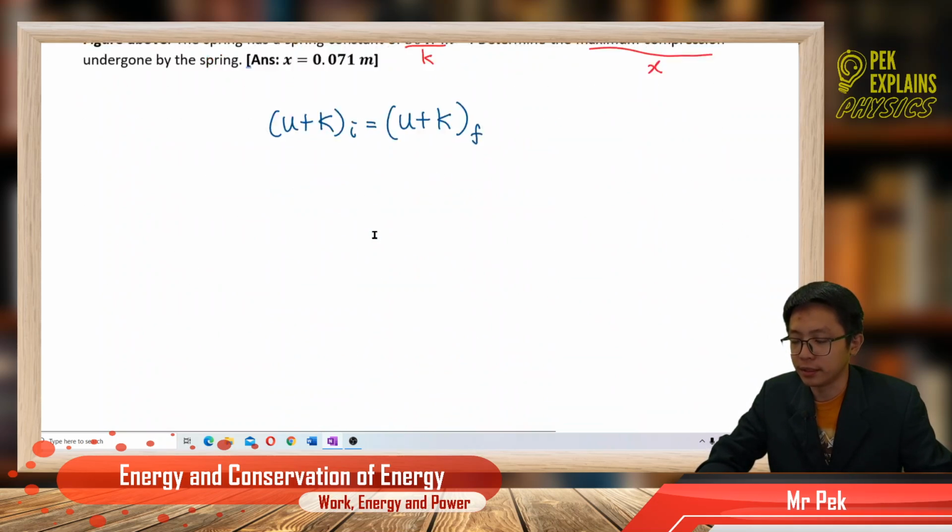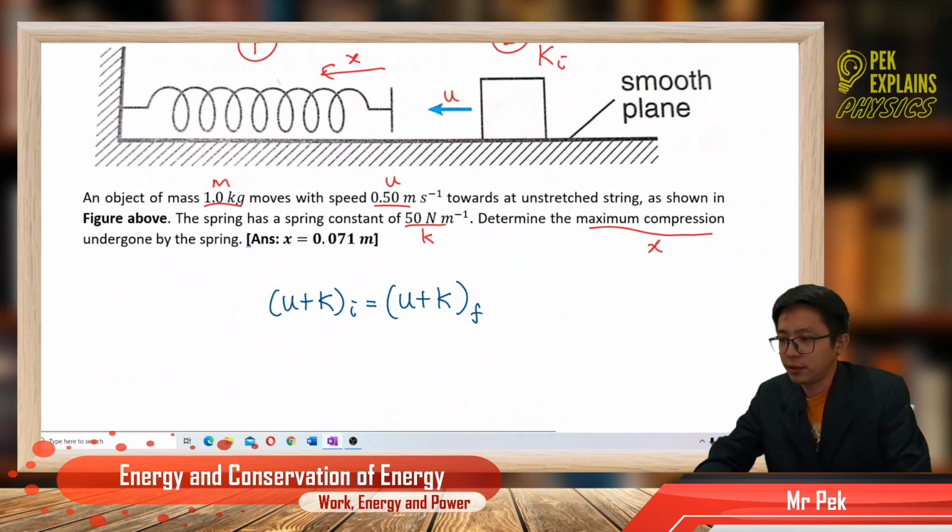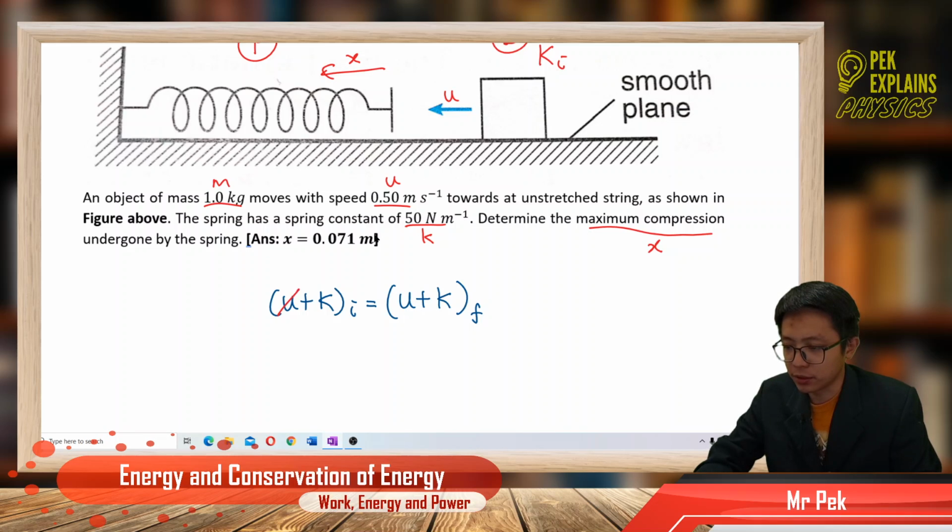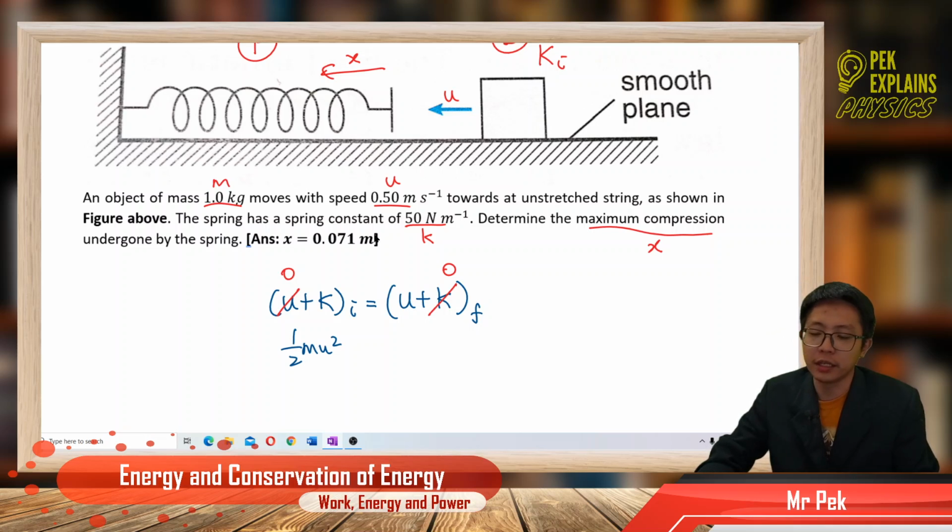So let's try out the question. Initially, it only has the kinetic energy, so no potential energy, only the kinetic. But lastly, no more kinetic, it becomes elastic potential energy. So what's the formula for kinetic energy? It is half mv square. The kinetic energy of the block has converted to the elastic potential energy, half kx square, in the spring.